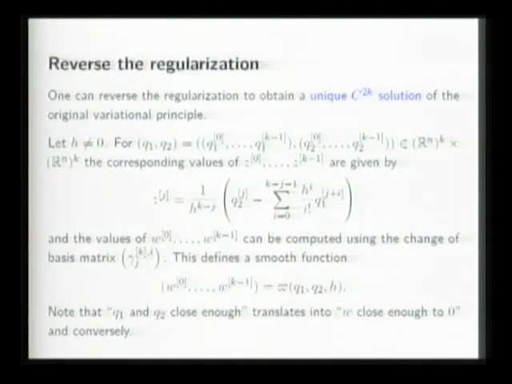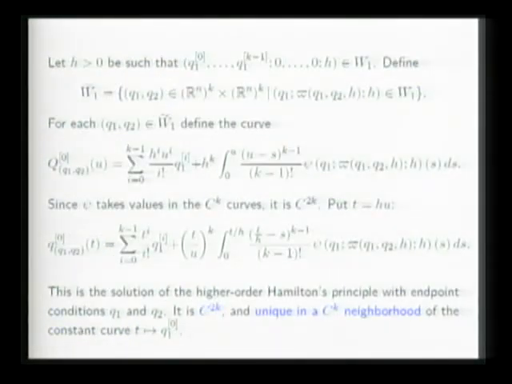So actually I will not speak about this. I think we're out of time, but one could reverse the regularization. That was what I was talking about now. And you have a solution. You can then find a solution of the original higher order Hamilton's principle with, of course, close enough endpoint conditions Q1 and Q2. It will be automatically C2K, and it will be unique in a CK neighborhood of the constant curve.